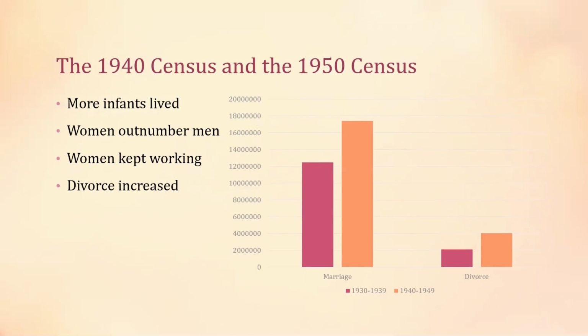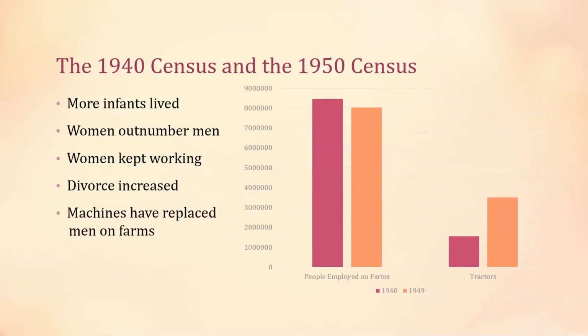But if you look closer, you realize that the orange actually doubles the pink for divorce. It was a 100% increase in divorces from the 1930 to 39 period to the 1940 to 1949 period. Farming had changed. Machines were replacing men on farms. There were less people employed on farms and more tractors in use. Way of life had been changing and technology had been changing. The war changed so much.